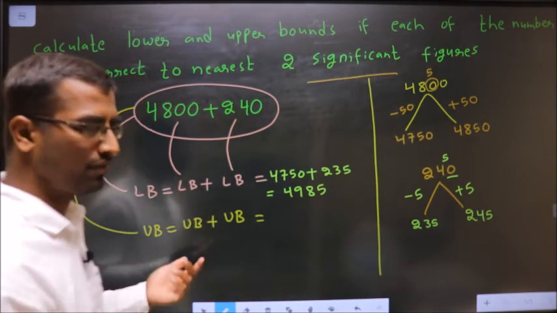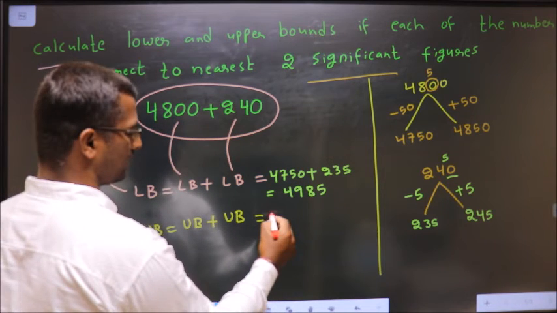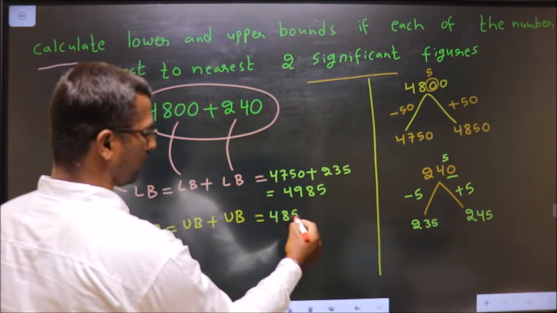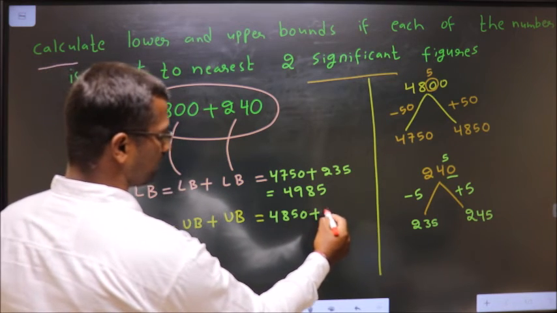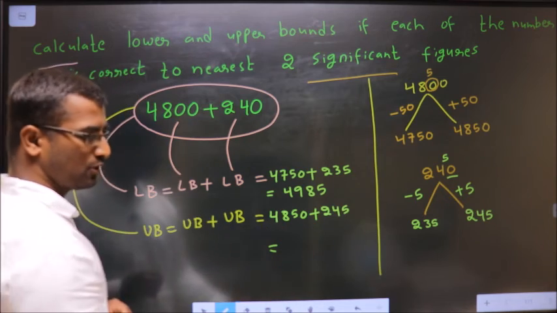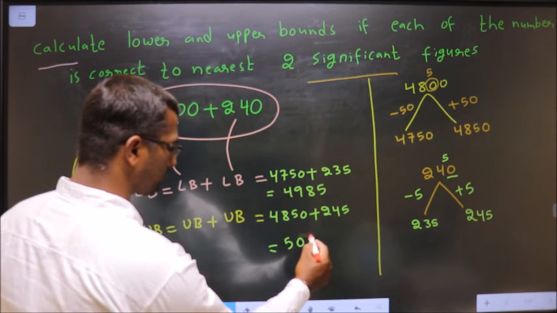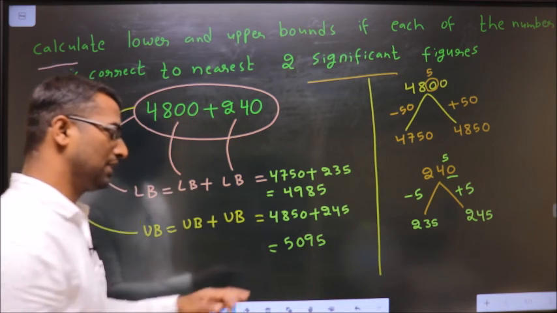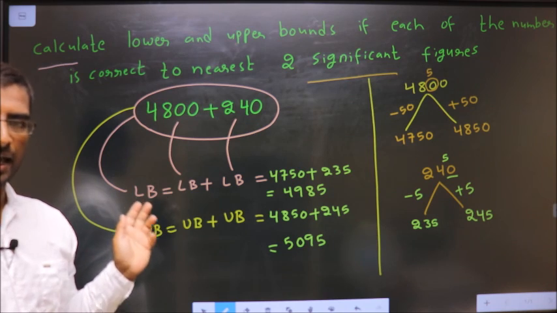Okay. Now here. Take the upper bound of 4800, which is 4850, plus the upper bound of 240, which is 245. Add these two. You get the answer to be 5095. So this is the upper bound and this is the lower bound for this. Am I clear?